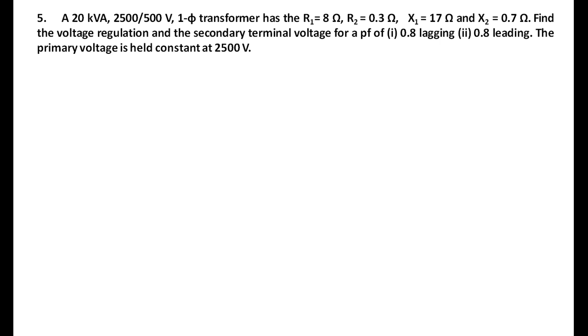A 20 kVA, 2500/500 volt single phase transformer has resistances of 8 ohm and 0.3 ohm in primary and secondary respectively, and similarly 17 ohm and 0.7 ohm respectively for the reactances of the primary and secondary. Find the voltage regulation and the secondary terminal voltage for power factor of 0.8 lagging and 0.8 leading. The primary voltage is held at 2500 volts.